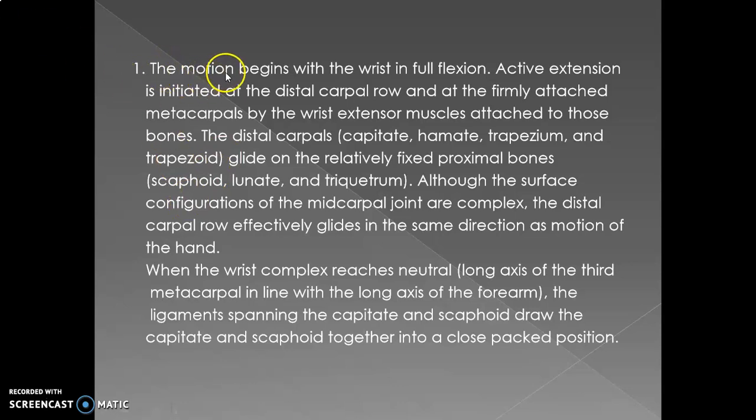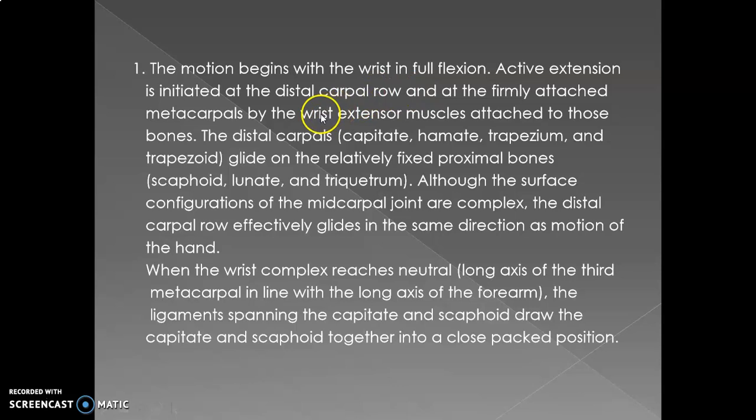First part: here we're talking about the flexion action. The motion begins with the wrist in full flexion. Active extension is initiated at the distal carpal row. We already understood that the distal carpal row will move on the proximal. Initiating means starting at the distal carpal row and at the firmly attached metacarpals by the wrist extensor muscles. The wrist extensor muscles are attached to the metacarpals.